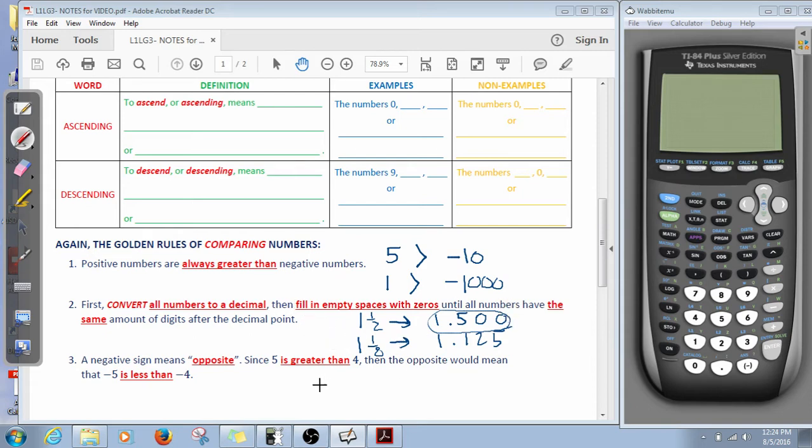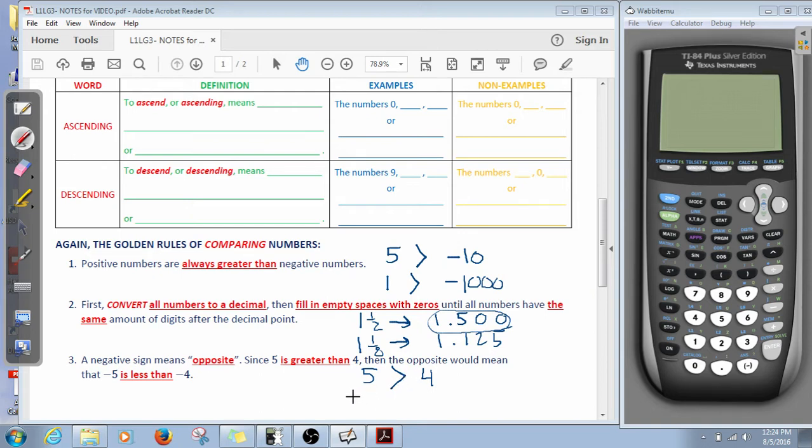Golden rule number 3, this is probably the hardest one for students. This is the one that's the most important. So learning how to think about these problems is going to be really beneficial for you. We know that positive $5 would be bigger than $4.